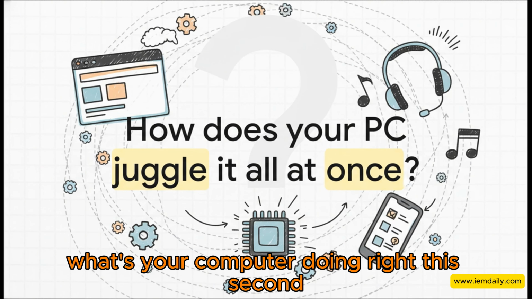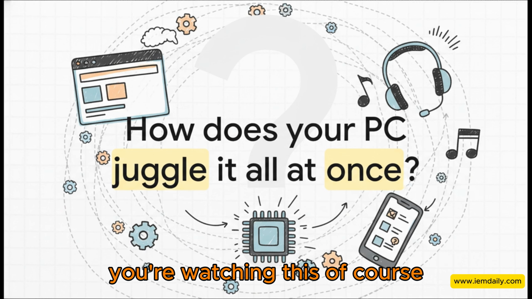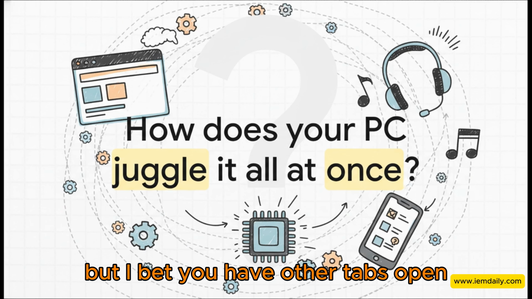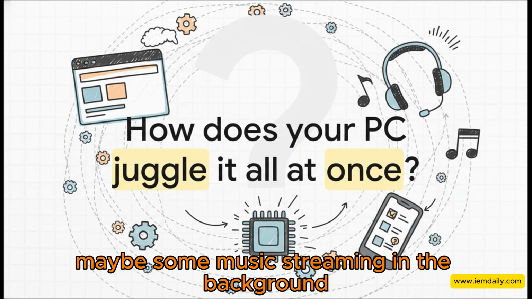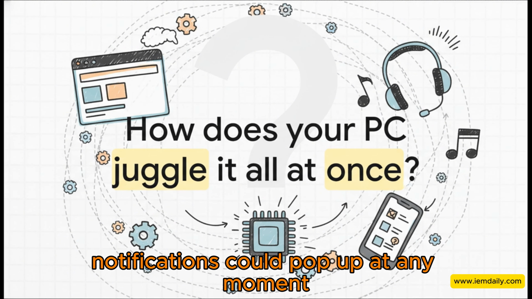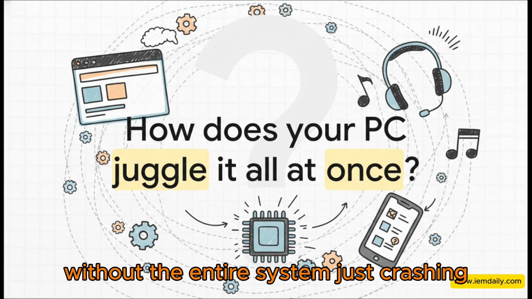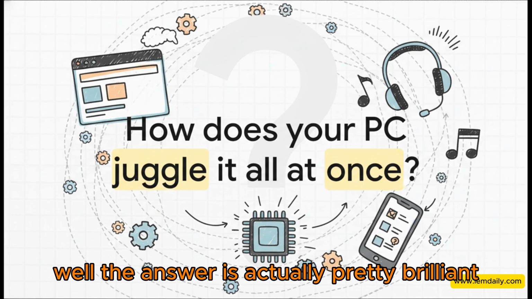I mean, really think about it. What's your computer doing right this second? You're watching this, of course, but I bet you have other tabs open, maybe some music streaming in the background, notifications could pop up at any moment. So how does it all happen at once without the entire system just crashing? Well, the answer is actually pretty brilliant.